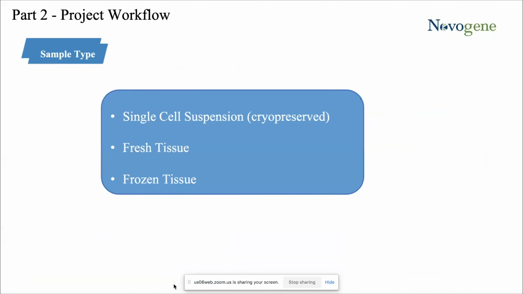For single-cell RNA sequencing pipelines, we can process single-cell suspension, including cryopreserved cells, fresh tissue, and frozen tissues. And I'd like to also add that we can offer dead cell removal if that's needed for your samples.